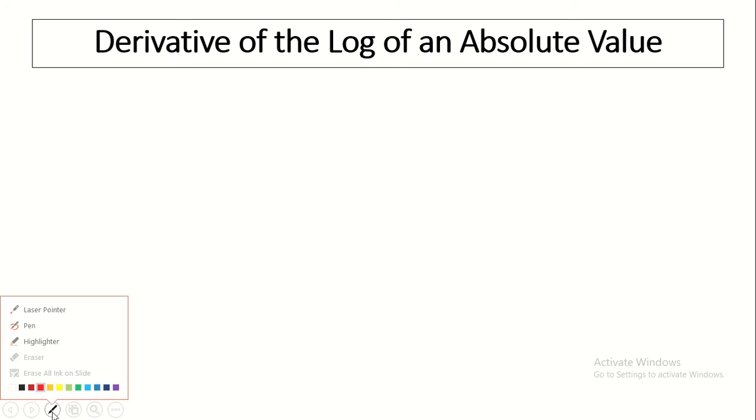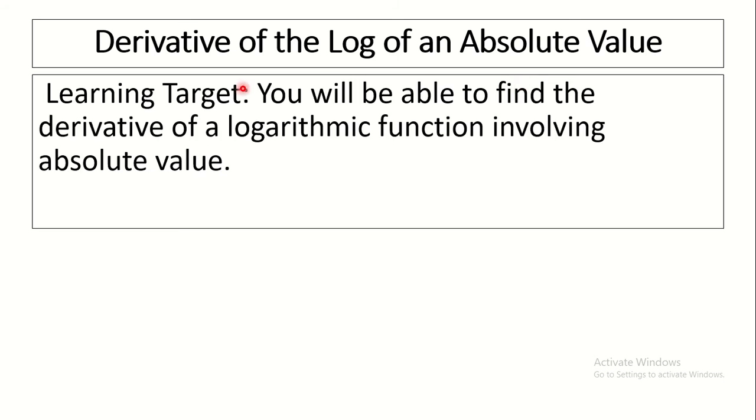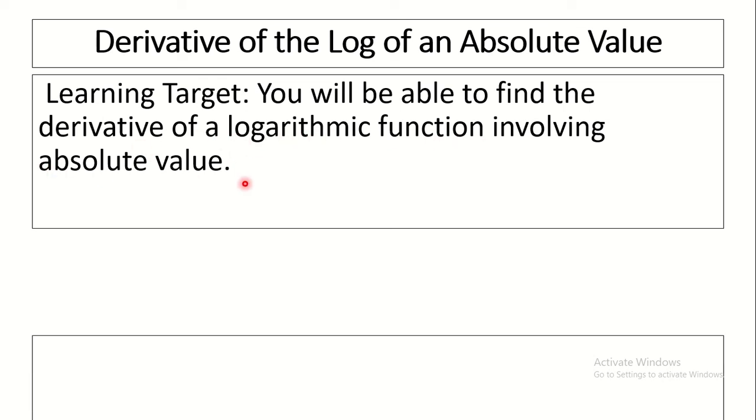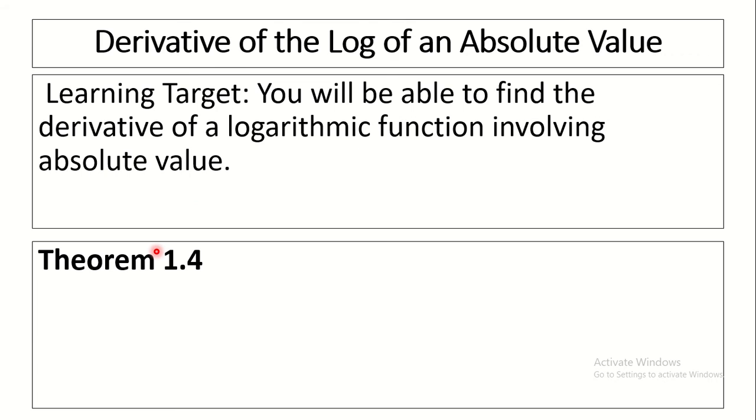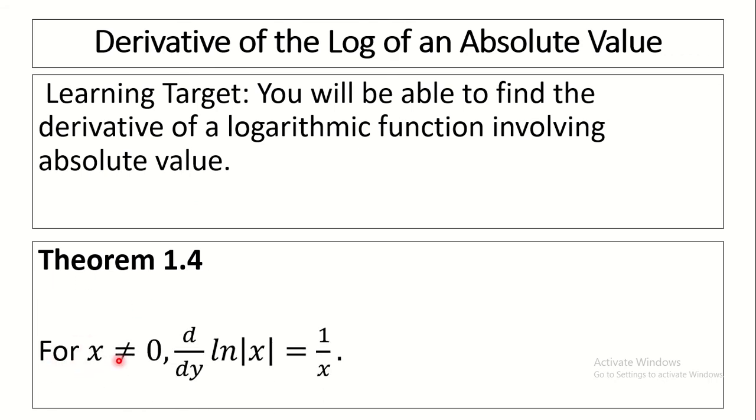In this video, I'm going to discuss the derivative of the logarithm of an absolute value. The learning target for this video is for you to be able to find the derivative of a logarithmic function involving absolute value. Theorem 1.4 says that for x not equal to 0, the derivative of the natural logarithm of the absolute value of x is equal to 1 over x.